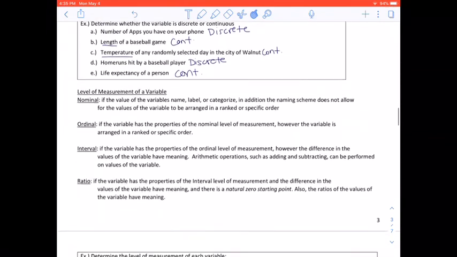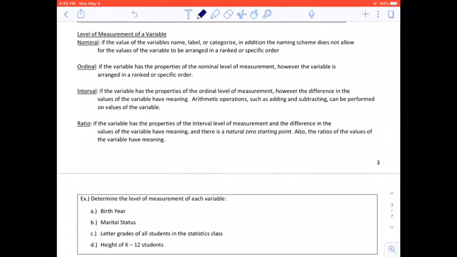Next set of vocab words we have, and these are ones that are more of a struggle for students, is the level of measurement of a variable. So first thing is I'm going to work my way down with these. So the first one is nominal. It says if the value of a variable is a name, label, or category, in addition, the naming scheme does not allow for the values of the variable to be arranged in any particular order. Everything has a level of measurement of nominal. So we're just going to take that as a given. That is something that they all have.